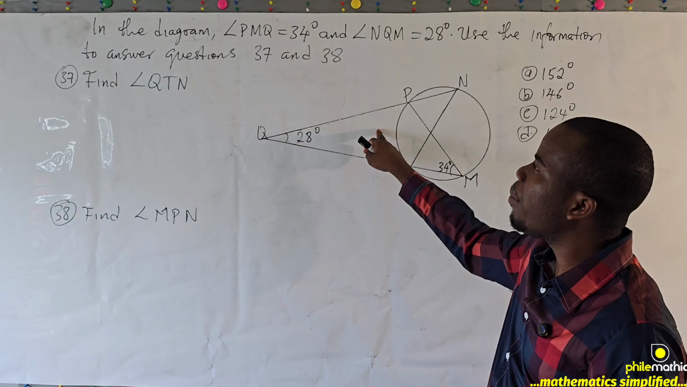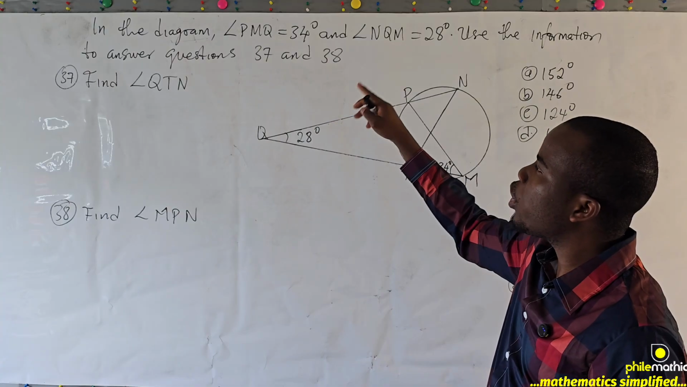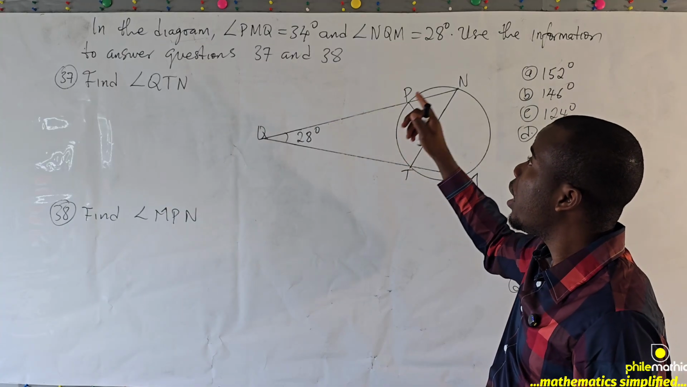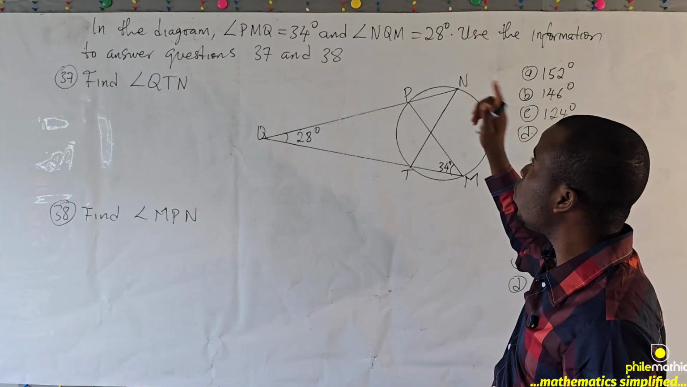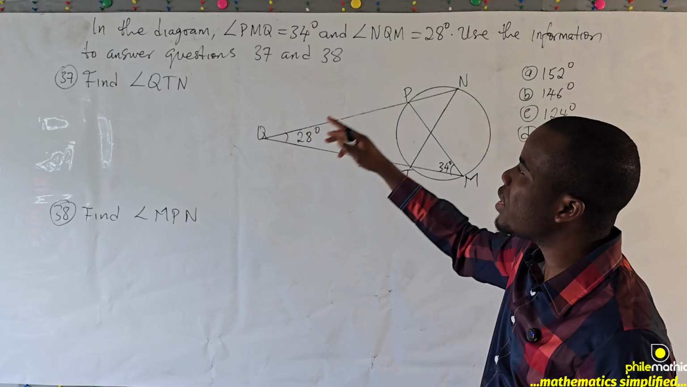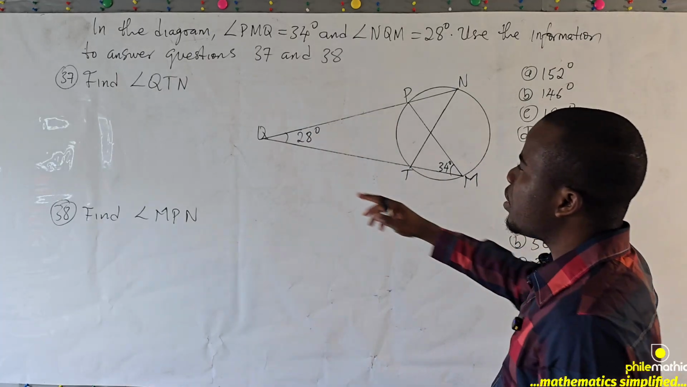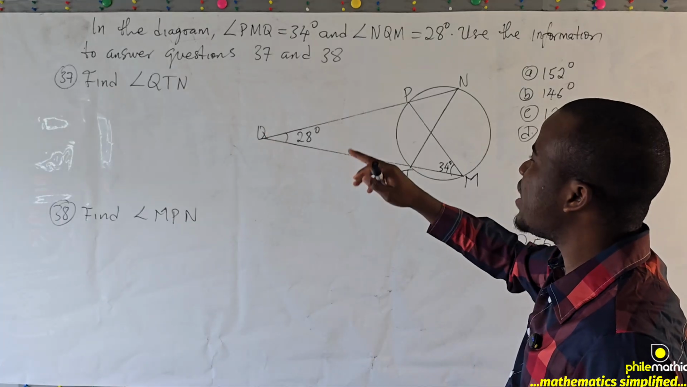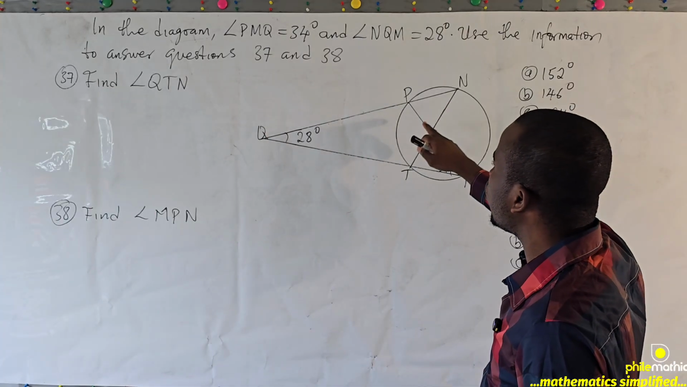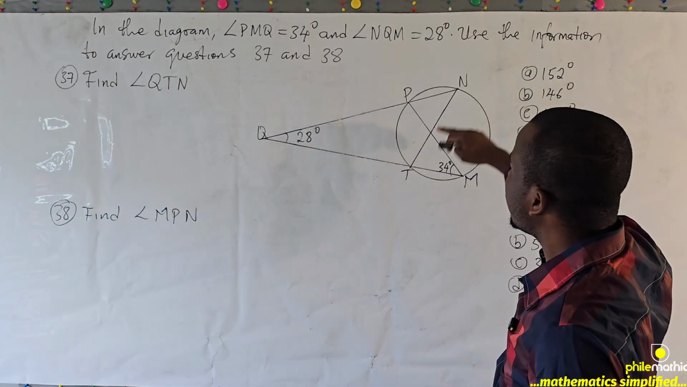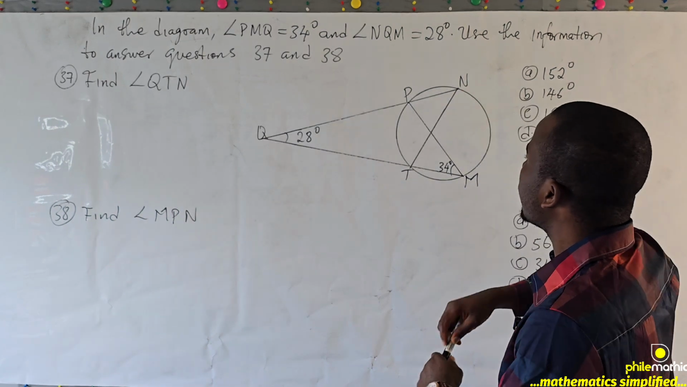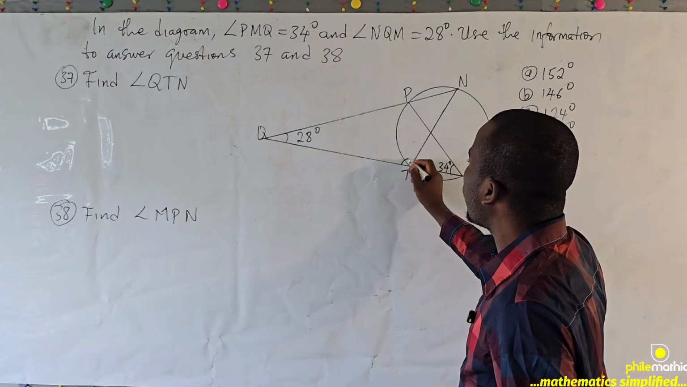In this diagram, PMQ is 34 degrees, NQM is 28 degrees. Use the information to answer questions 37 and 38. Question 37 says find QTN. That means you're looking for this angle.